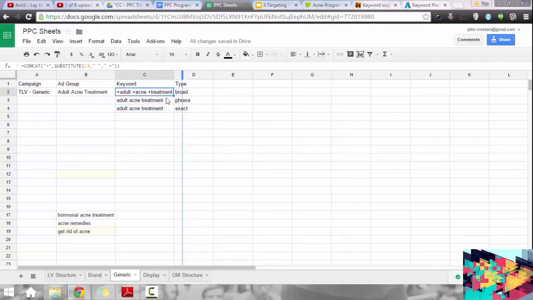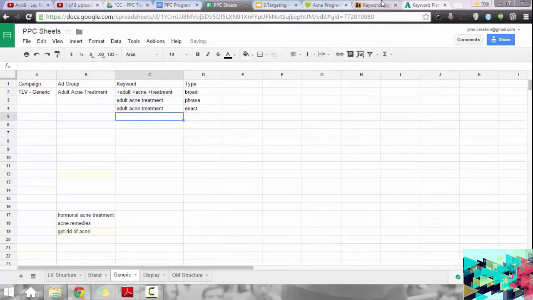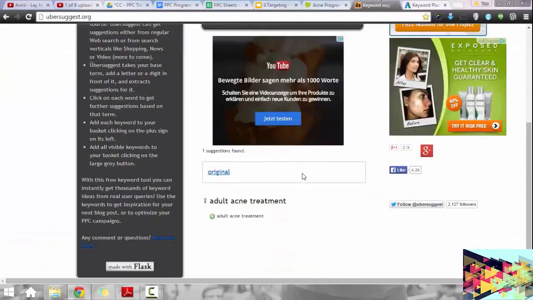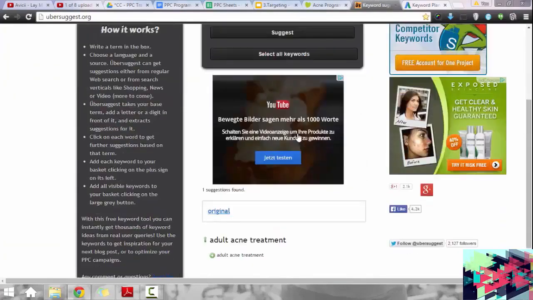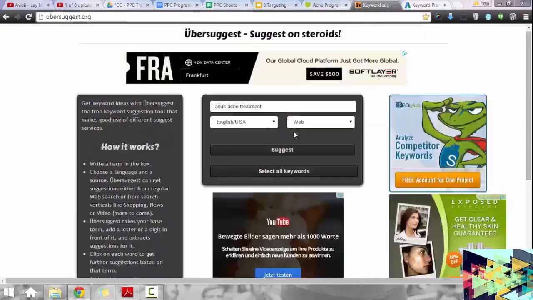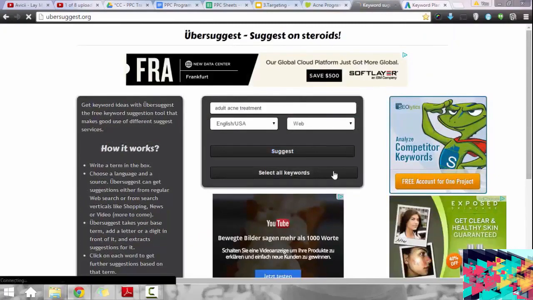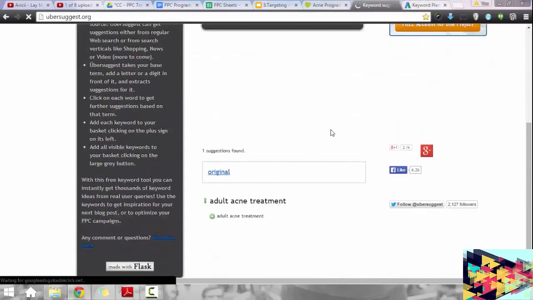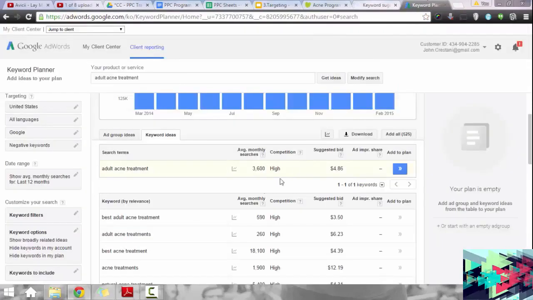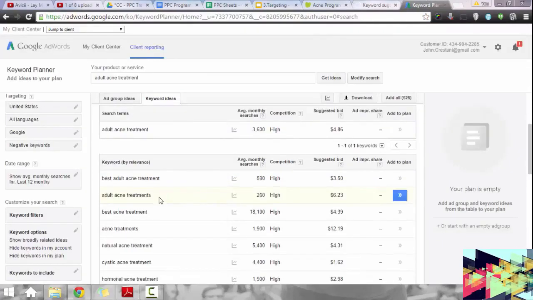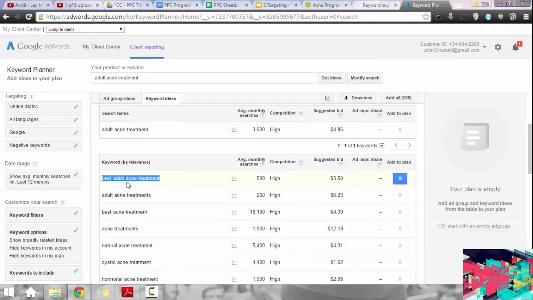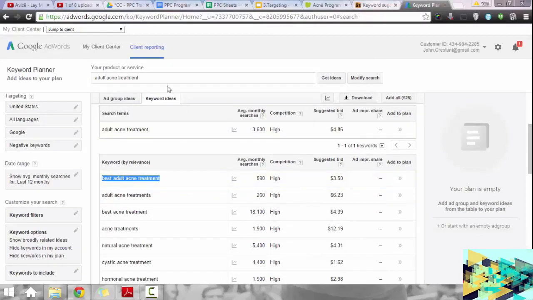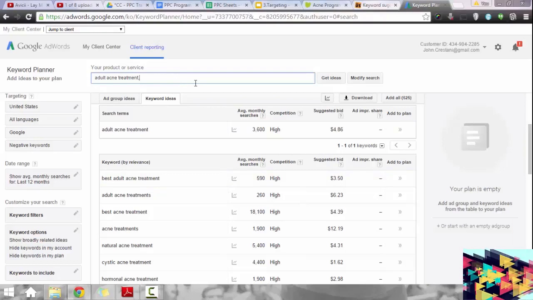So in this case, you'll see, I'm going to continue to build this out. Adult acne treatment. Now, why didn't we get anything from here? Kind of surprised. I don't know. We'll see. Maybe there aren't a ton of things. We're seeing best adult acne treatment, and what I'm going to do is just continue adding more.